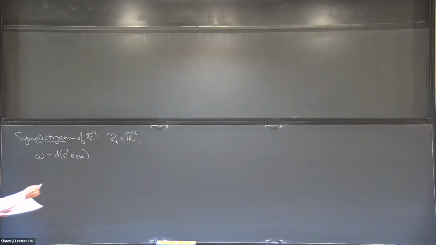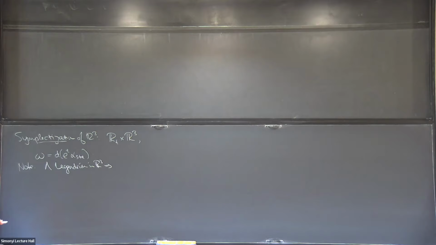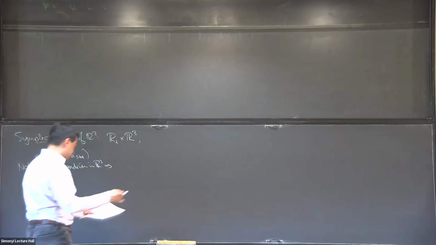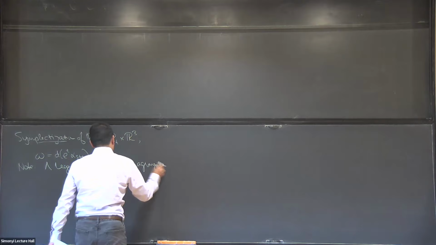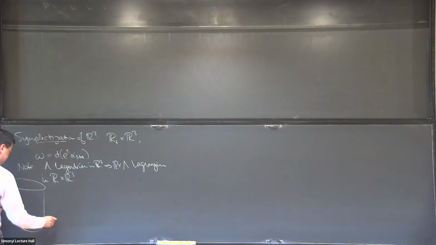Maybe the thing to note is that if lambda is Legendrian in R3, then you can get a Lagrangian cylinder in the symplectization just by crossing it with R. So R cross lambda is Lagrangian in R cross R3. Here's my cartoon picture of R cross R3. This is R3, R here. And inside of here I have a Legendrian link lambda, let's say a one-component knot in this case, and then I can just take the cylinder over it.